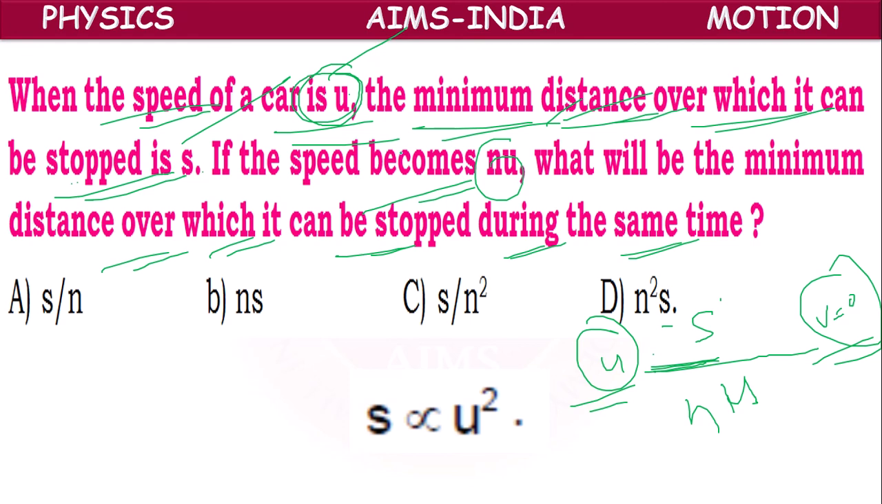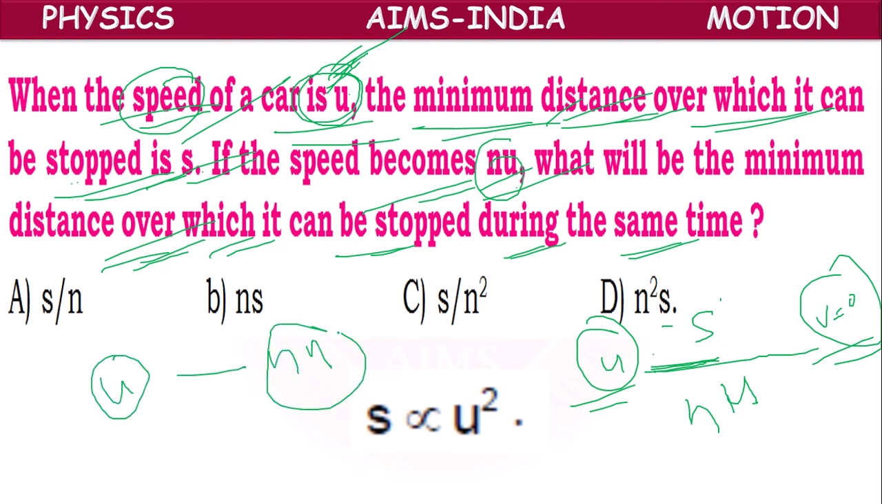Here they are telling speed becomes nu. When the speed of the car is u, then the minimum distance traveled by it is s. When the speed of the car becomes nu, then what will be the minimum distance? Because if the speed is increased by n, previously it was u, now it is nu.